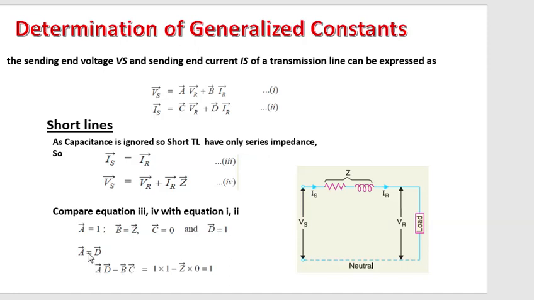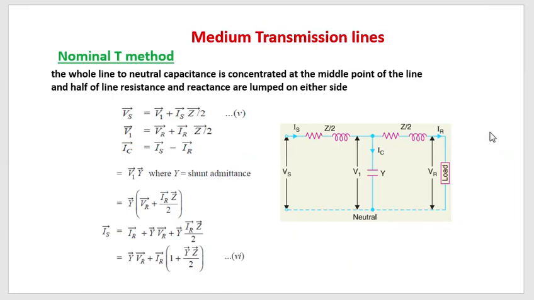And as we have discussed in the properties, A will always be equal to D, and A into D minus B into C will be equal to 1. Hence both of these properties have been proved in the short transmission line. Next, we have the medium transmission line.